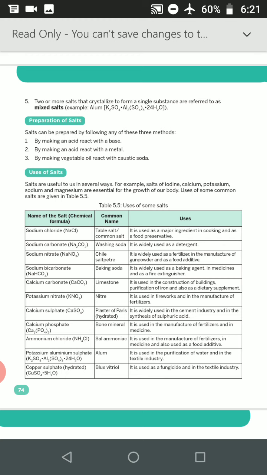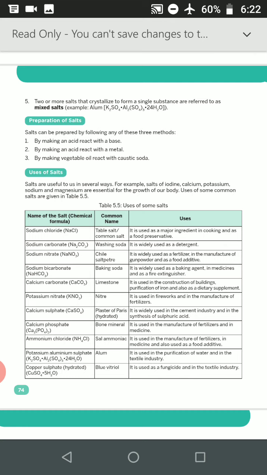Sodium nitrate, also called chile saltpeter. It is used in fertilizers, in the manufacture of gunpowder and as a food additive. Sodium bicarbonate, baking soda. It is used to make crispy pakoras. It is a baking agent. It is used in medicines, in kitchens, and in fire extinguishers. Next, calcium carbonate, CaCO3, that is limestone. Limestone is used for construction and purification of iron. Potassium nitrate is used in fireworks and the manufacturing of fertilizers.